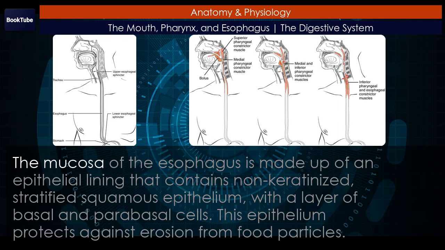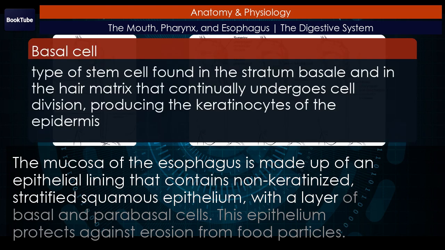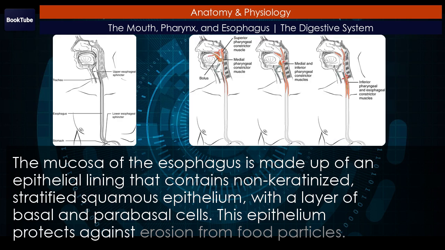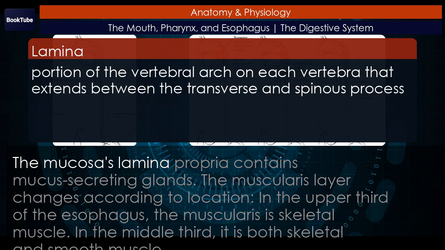The mucosa of the esophagus is made up of an epithelial lining that contains non-keratinized, stratified squamous epithelium, with a layer of basal and parabasal cells. This epithelium protects against erosion from food particles. The mucosa's lamina propria contains mucus-secreting glands.